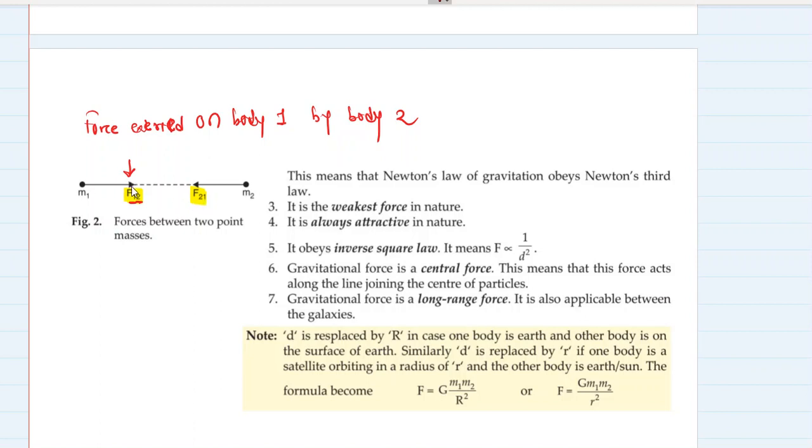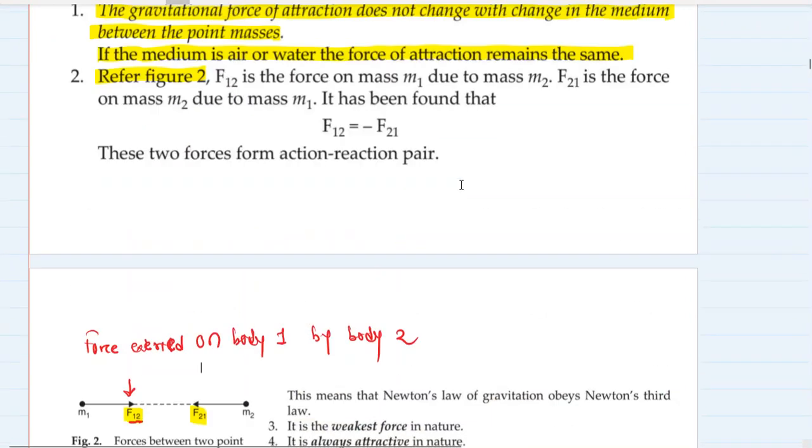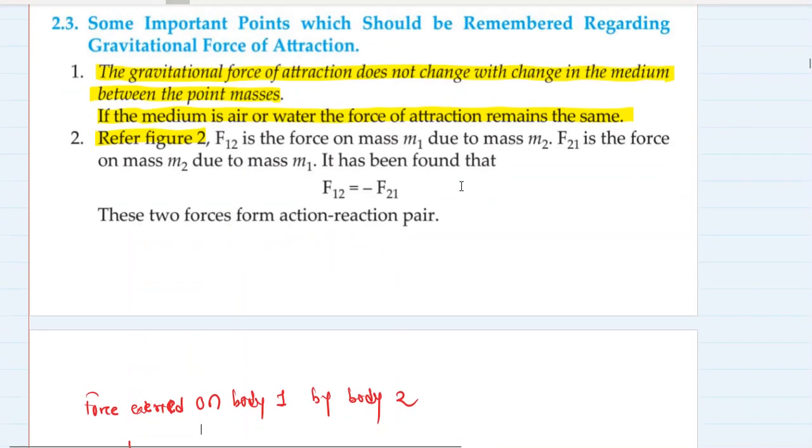So this force is exerted by this body, pulling M1 towards M2. And this force is exerted by body M1, pulling body M2 towards M1. Okay. So the second point which you must remember is F12 is the force on mass M1 due to M2, and F21 is the force on mass M2 due to M1. It has been found that this force is equal and opposite, so these two forces form an action-reaction pair.